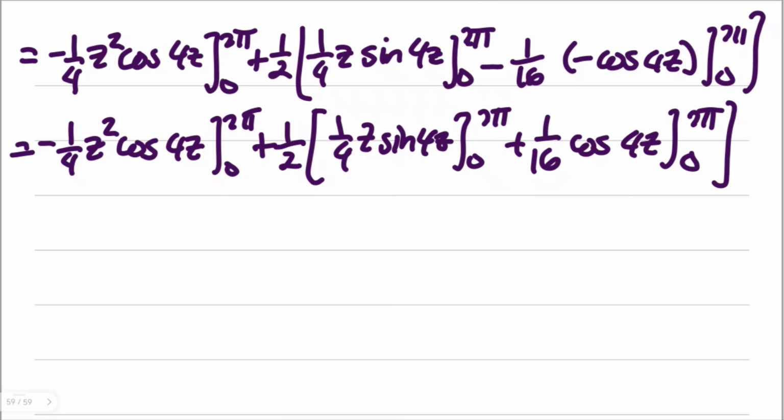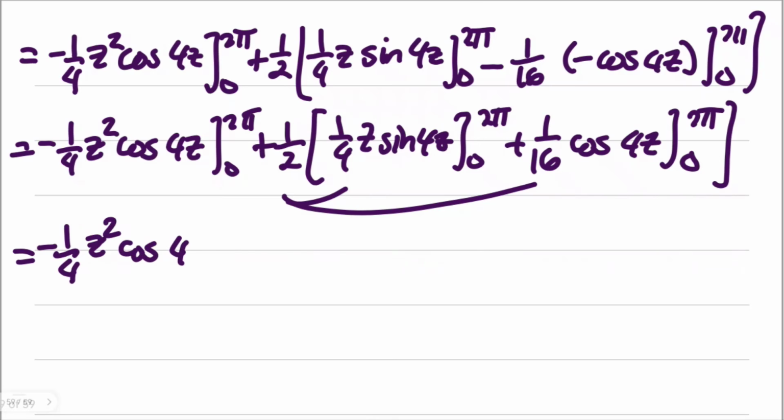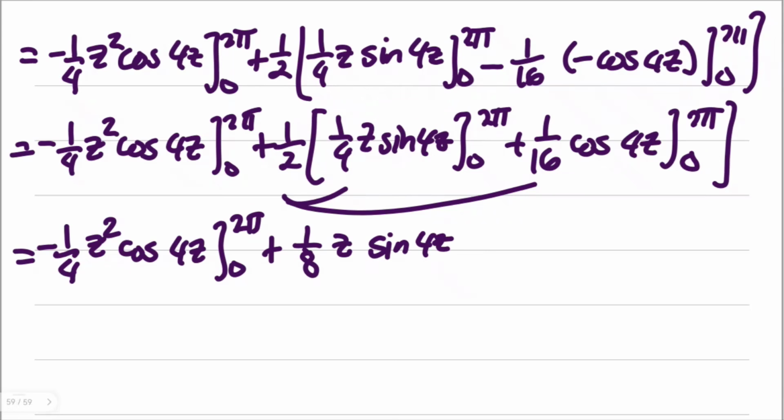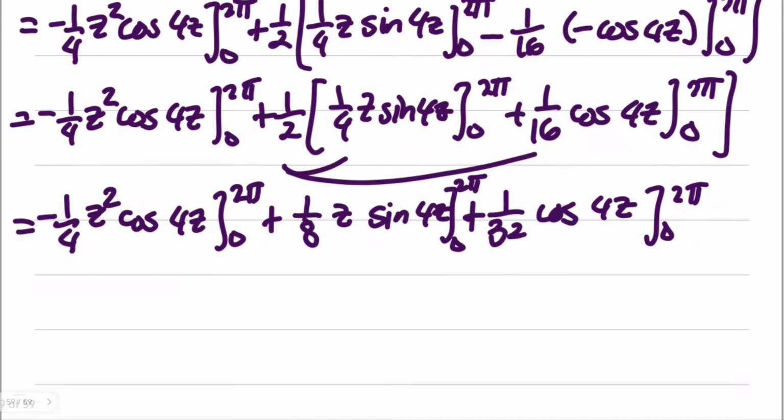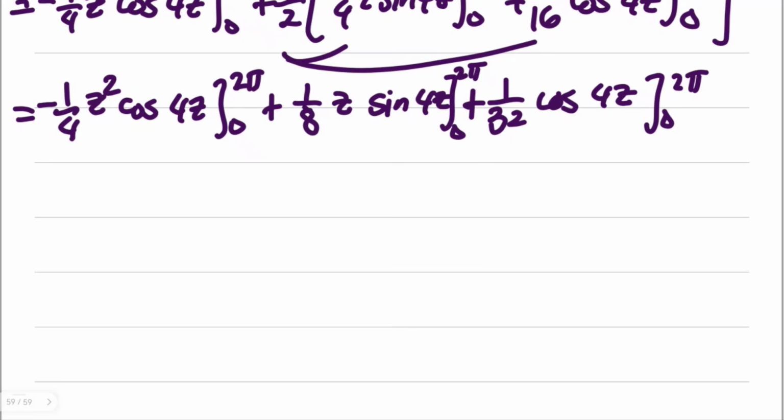Before substituting the limits, allow me to distribute the 1/2 now. Negative 1/4 z squared cosine of 4z is 0 to 2 pi. Okay? Plus 1/2 times 1/4 is 1/8 z sine of 4z. 1/2 times 1 over 16 is 1 over 32 cosine 4z. Sorry, this is 0 to 2 pi, 0 to 2 pi. Okay. Now, let's substitute the limits, upper limit, and minus the result for substituting the lower limit, step by step.